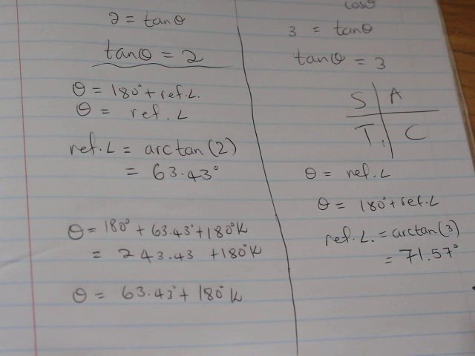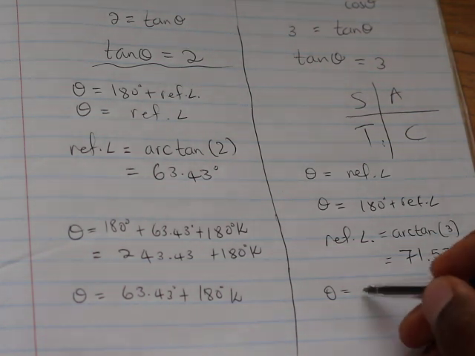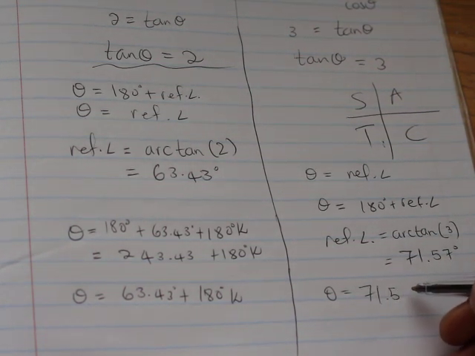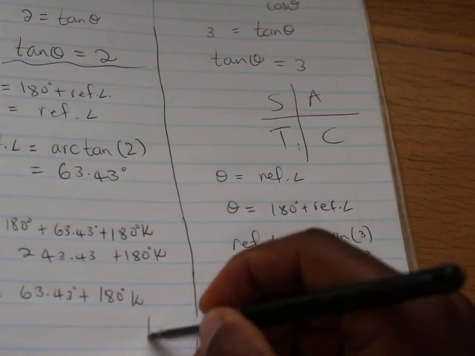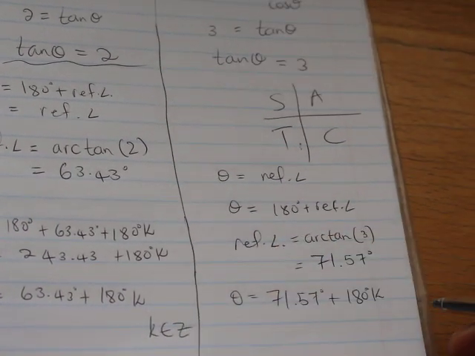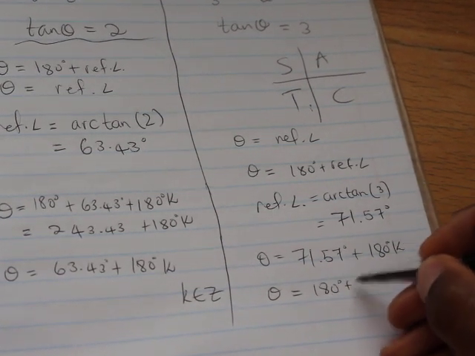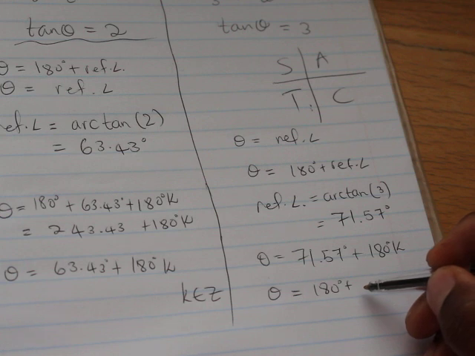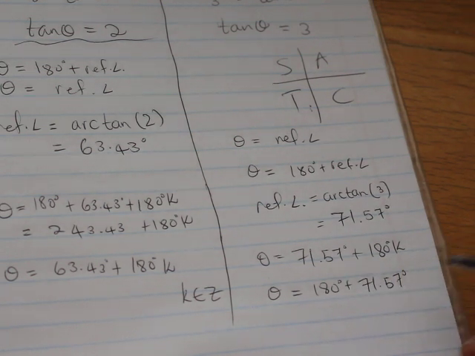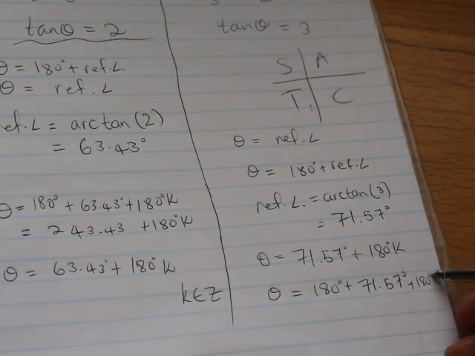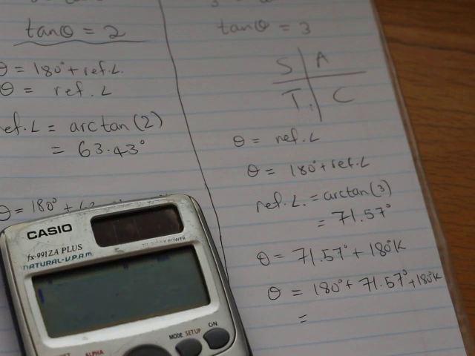Now let's check on the right hand side. So theta is going to be just the reference angle, which is 71.57 degrees plus 180 degrees k. Remember, k is an element of what? Integers. So theta is also equal to what? 180 degrees plus the reference angle, which is 71.57 degrees plus 180 degrees k. And then we sum the two.